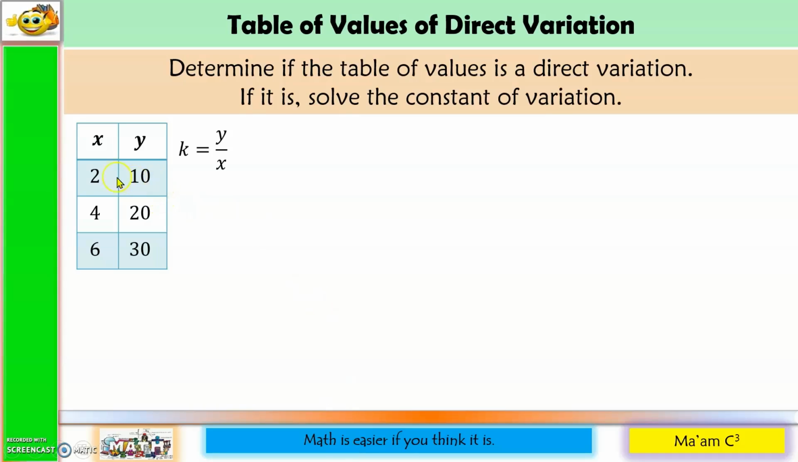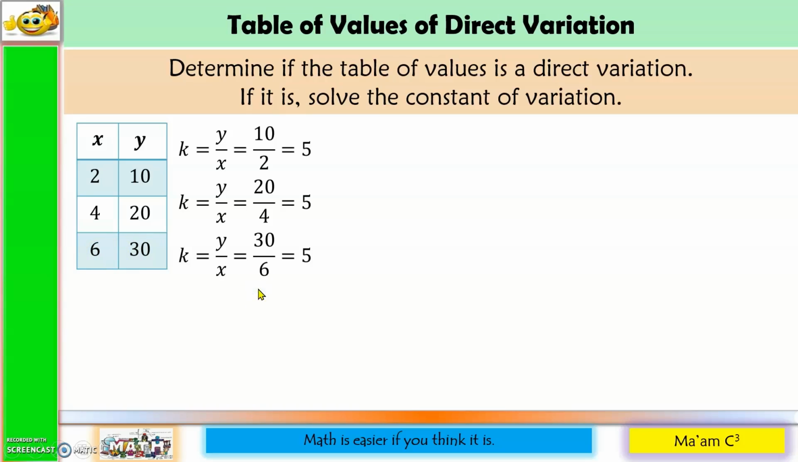So let us solve the k for the first pair. Our y is 10, our x is 2, so this is 10 over 2 and this is equal to 5. Now for the next pair, we have 20 and 4, so 20 over 4 is also equal to 5. Third pair, we have 30 and 6, and 30 divided by 6 is also equal to 5. Since the constant of variation is the same for all pairs, then this table is a direct variation.